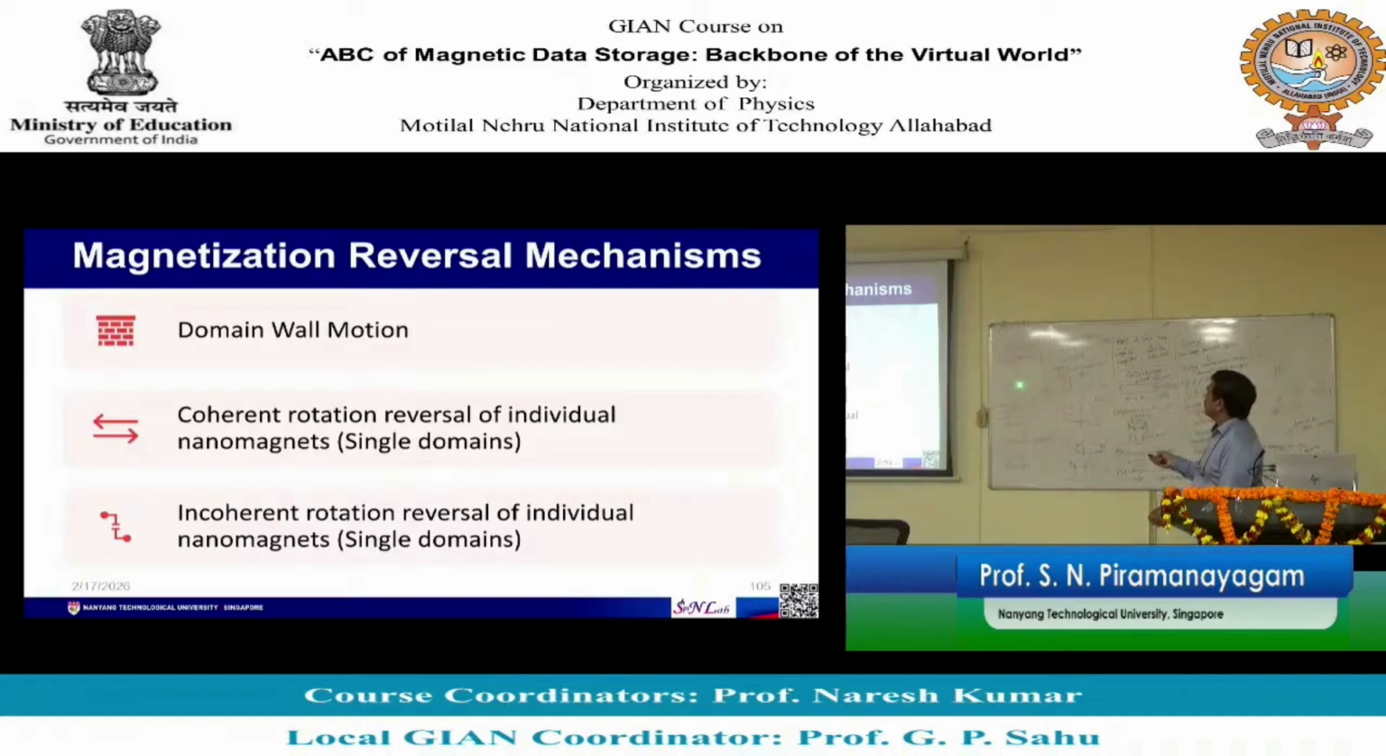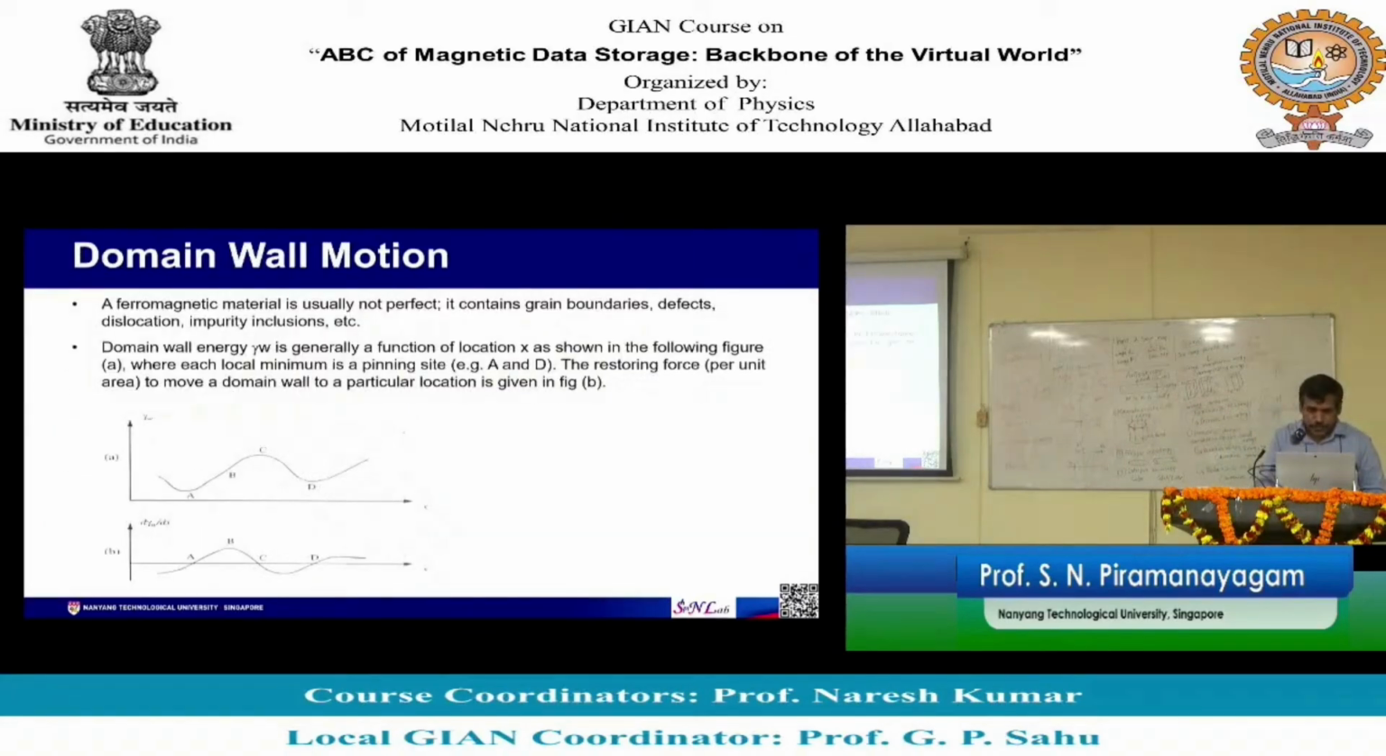So, when you have a film or material with multi domains, then how this magnet will affect this material, I mean how this magnetic material responds to this magnet, is what we call the magnetization reversal mechanism. So, that will be via domain wall motion. I will explain what domain wall motion is.